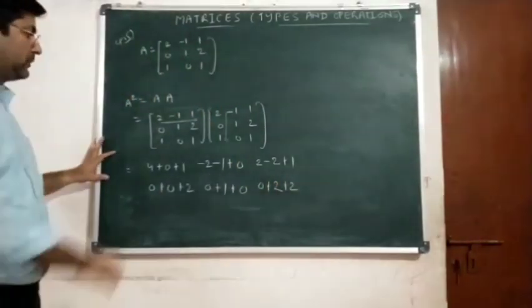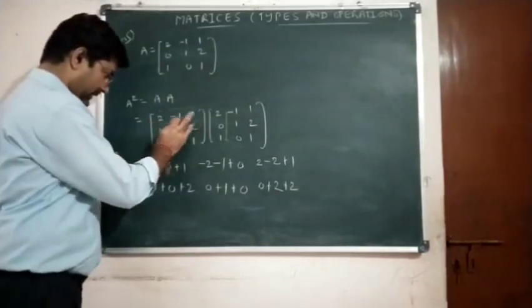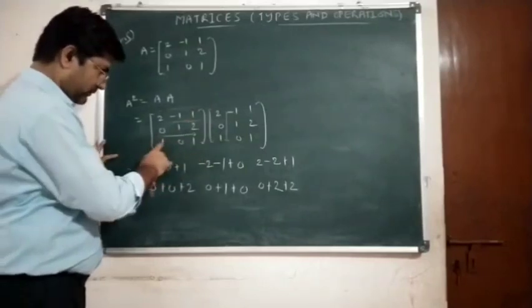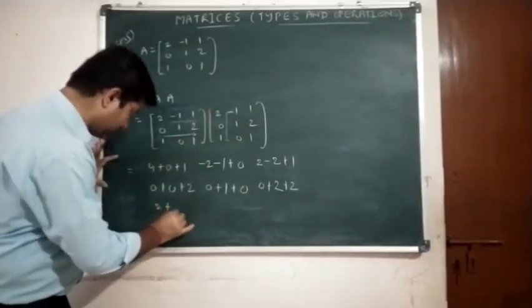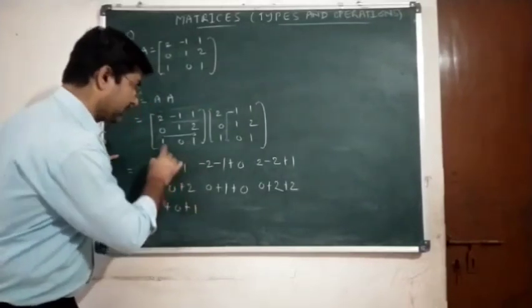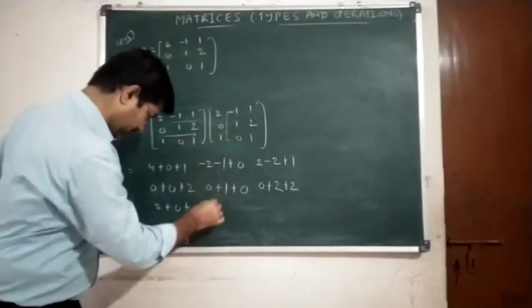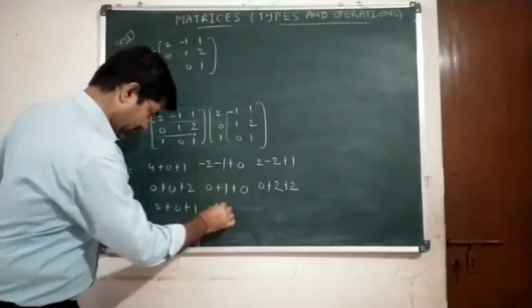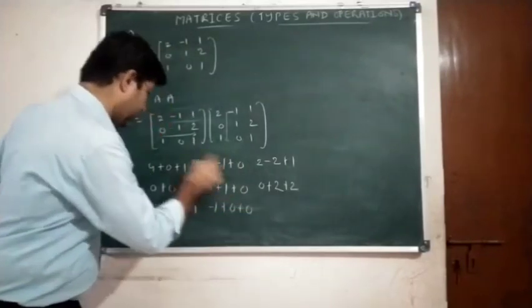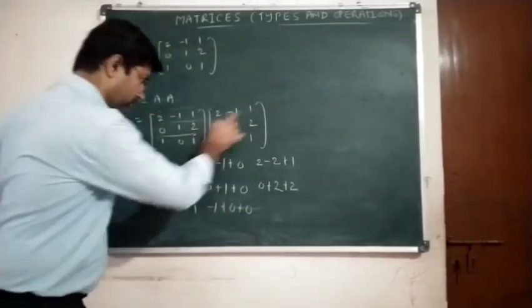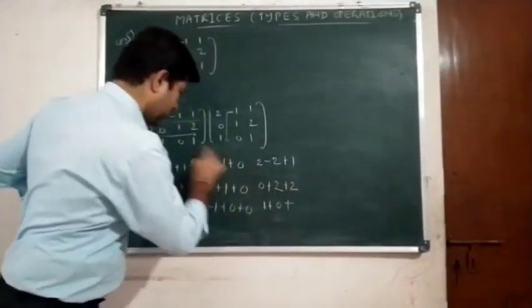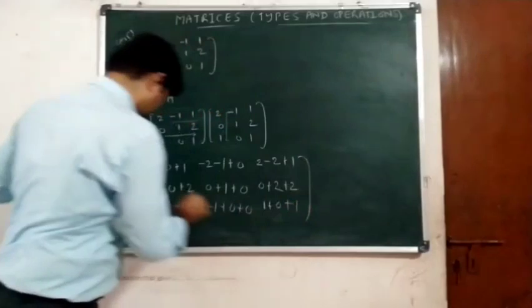Clear? Now third row we will multiply with the three columns one by one. So third row with first column, 2 1s are 2 plus 0 into 0 is 0, 1 1s are 1. Again with second column, 1 into minus 1 is minus 1, 0 into 1 is 0 and 1 into 0 is 0. With the third column, 1 1s are 1 plus 0 into 2 is 0 plus 1 1s are 1.